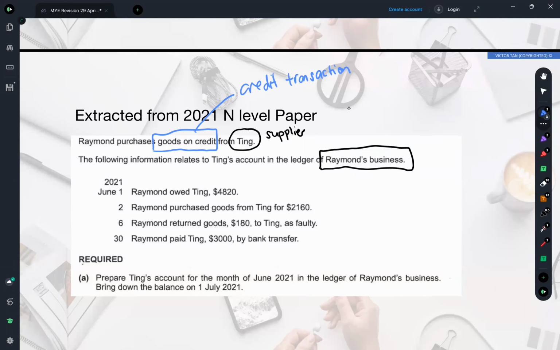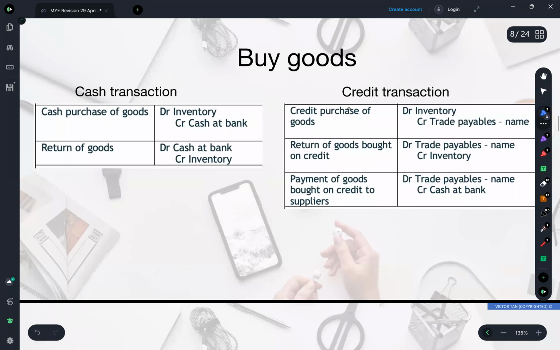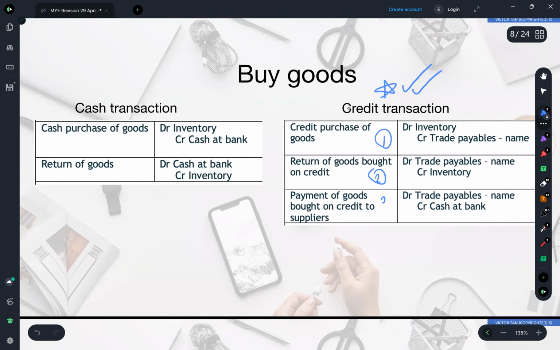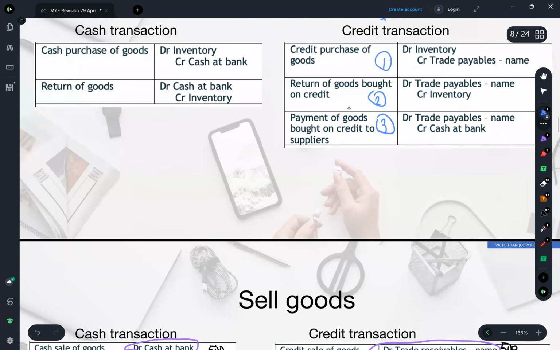Right. So if you know what I went through with you just now, which is this part, then you'll be looking here, credit transaction. So this question came up for your national exams. Buy goods, sell goods. Then you need to know the journal entry related to buying goods and selling goods. So you need to know 3. 1, 2, 3. And all 3 of them came out.